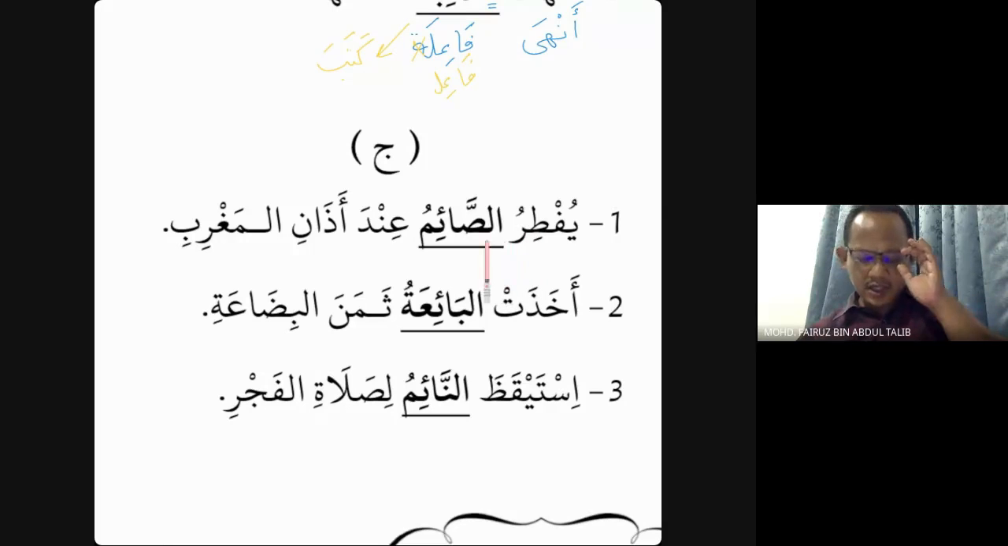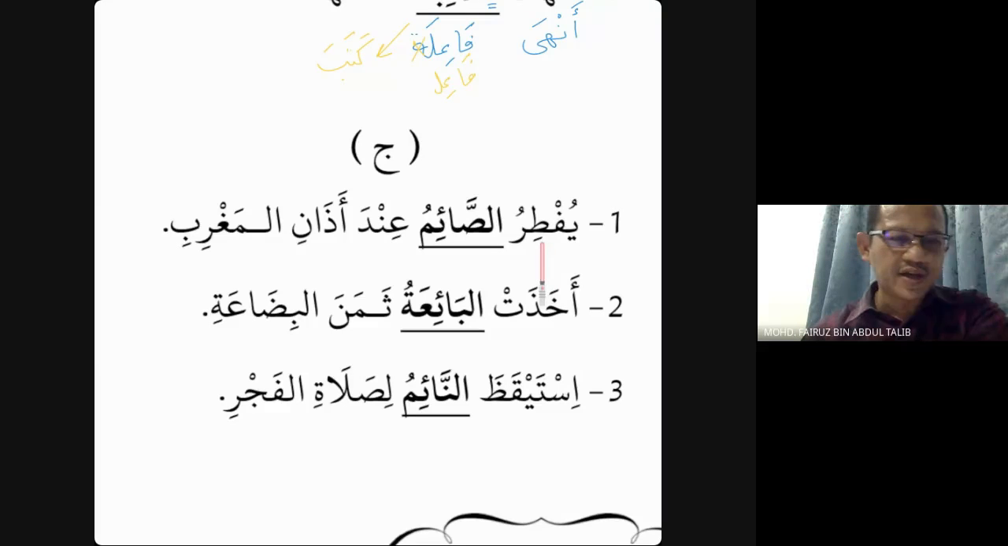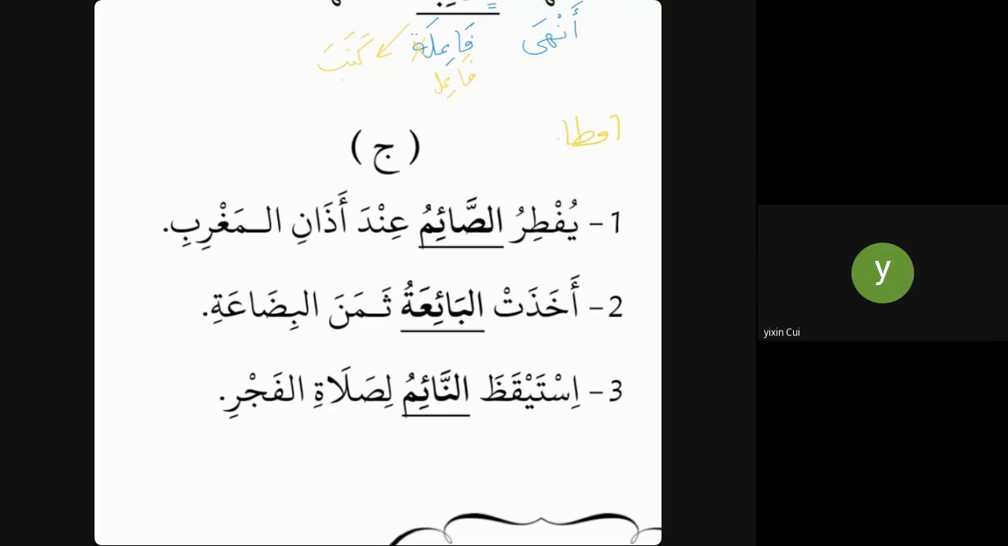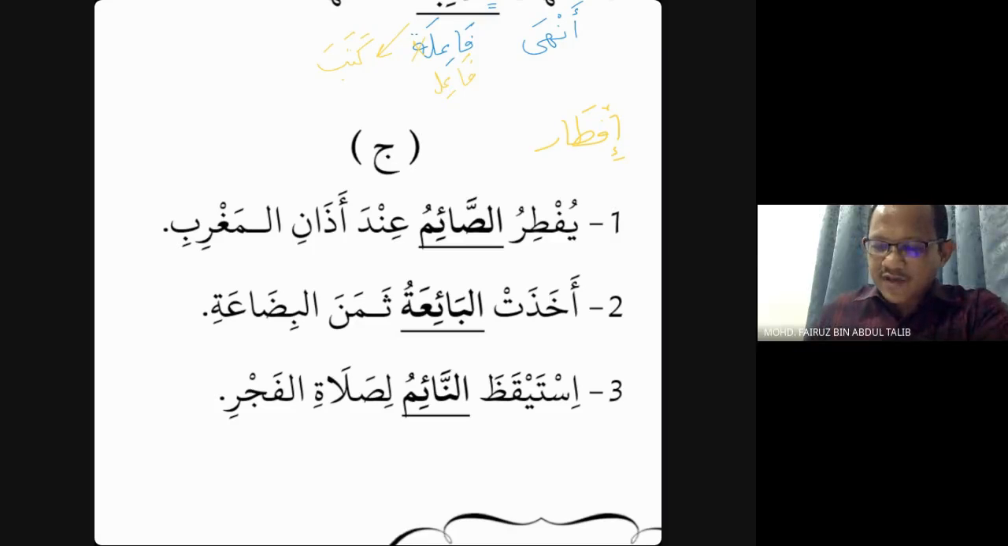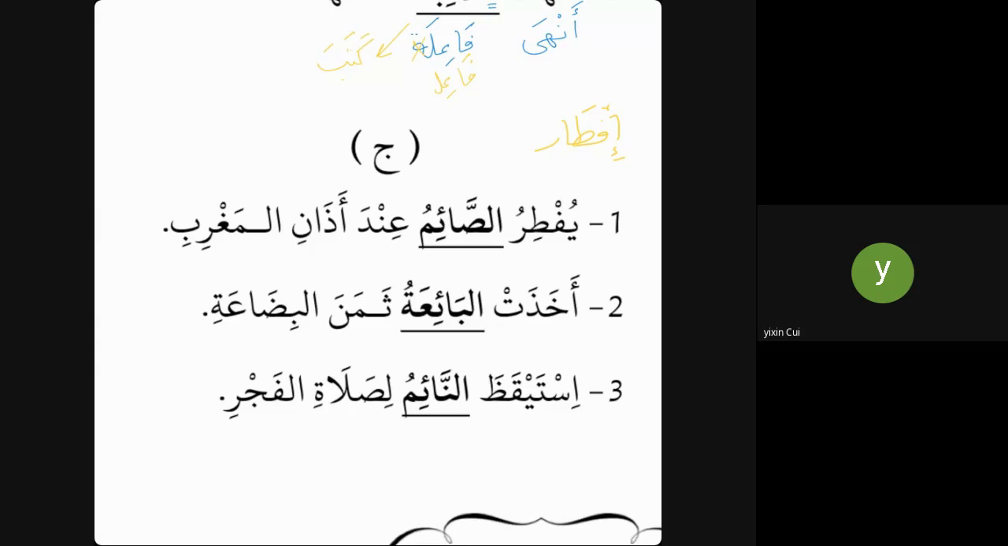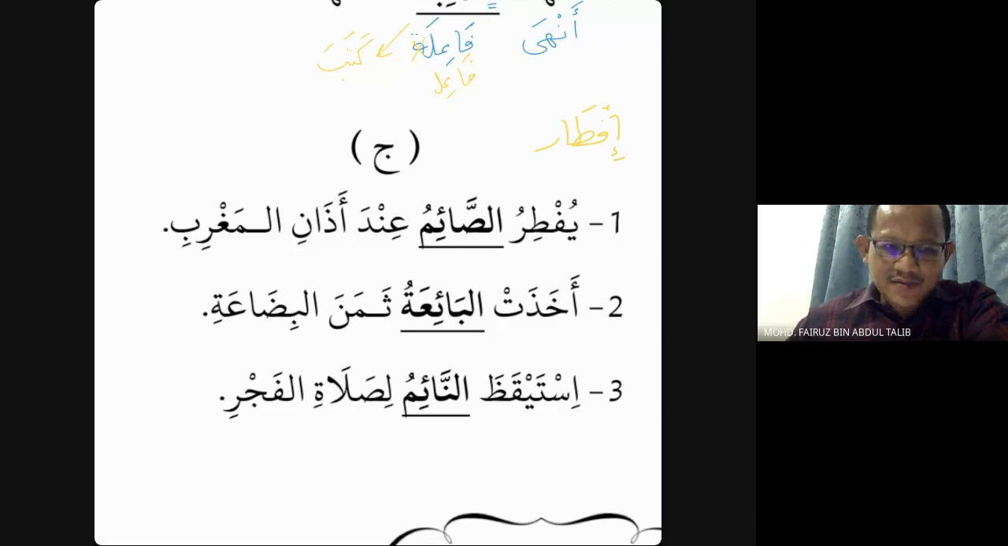Yuftiru as-saimu inda adhanil maghrib. Yuftiru, this is the fi'il mudhari from the word aftara. Aftara, and the masdar is iftar. You have heard this a lot, iftar. What is iftar during Ramadan? Iftar during Ramadan. So familiar. You break your fast. That is iftar. So the word that you use, iftar, that is the masdar.